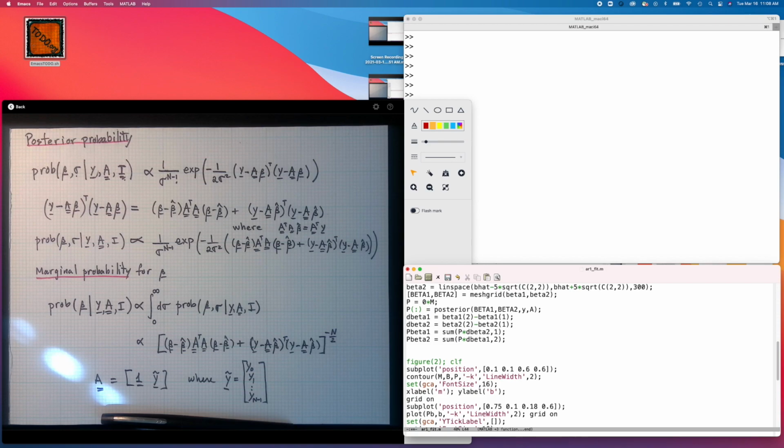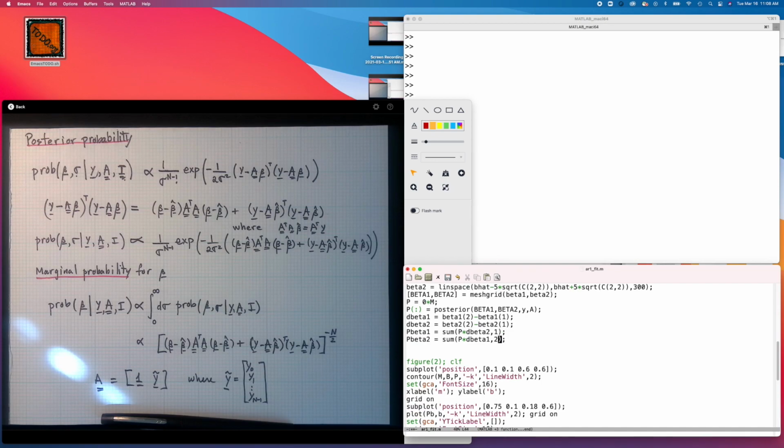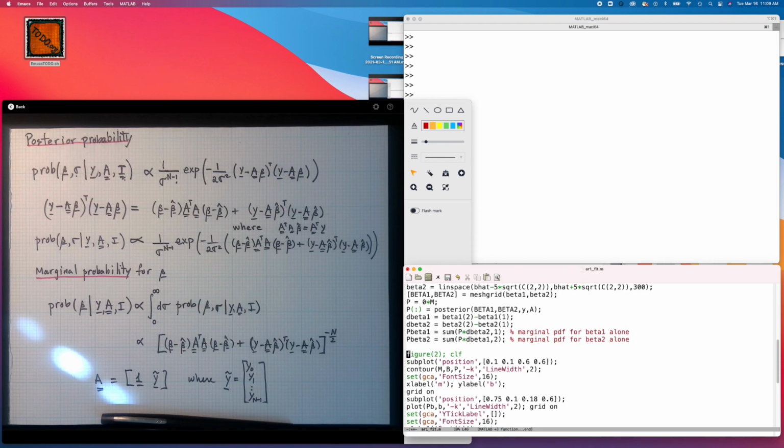Similarly, if we want to get the posterior PDF marginal for beta 2 alone, we're going to integrate over beta 1, which means summing along the rows. The spacing between the columns is going to be d beta 1, and we're going to sum along the rows, which is the second index of the probability distribution. And now we can make plots for the marginals.